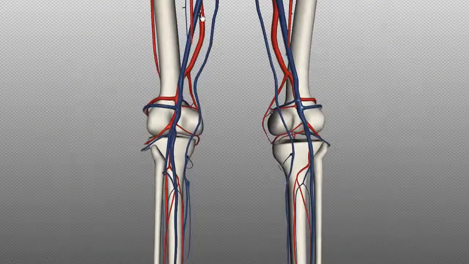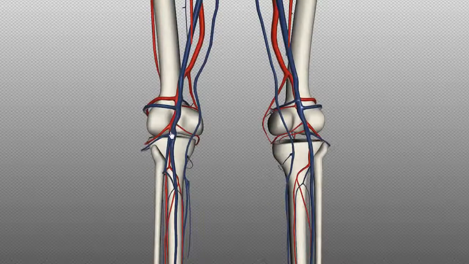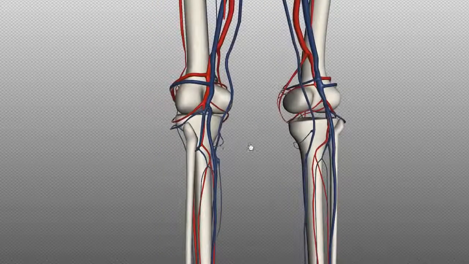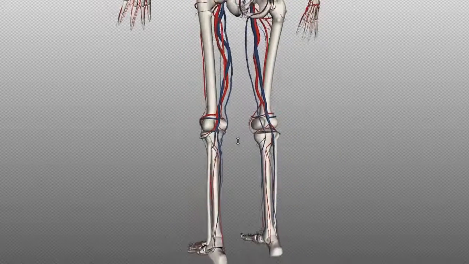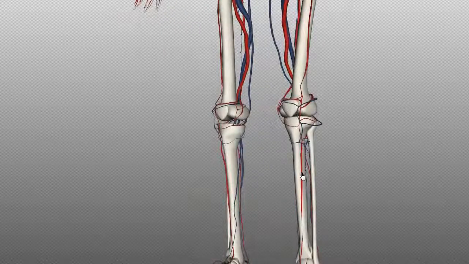So we've got the femoral artery here running down, and it becomes the popliteal artery. So this area at the back of the knee is called the popliteal fossa. So this artery is called the popliteal artery. The popliteal artery then splits into a couple of branches. So you've got the anterior tibial artery, which branches off from the popliteal artery and runs down the course of the tibia on the anterior aspect.